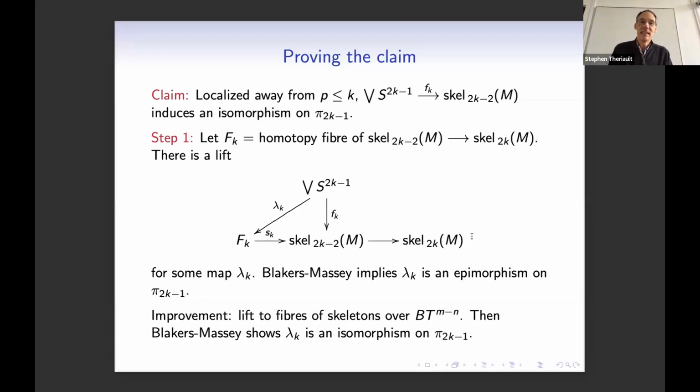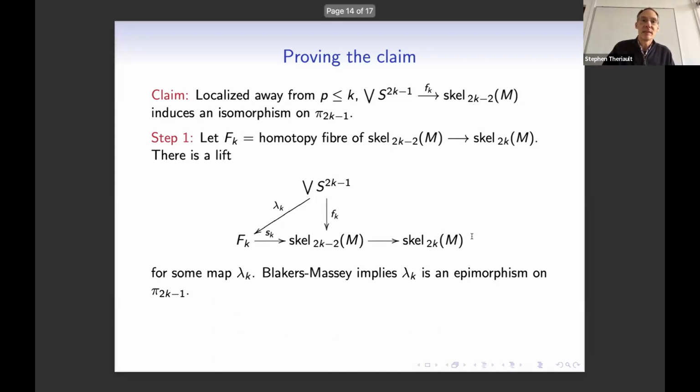All right. At this point, I'll take a time out just to say that we have not used the fact that our polytope is a cube at this point. Everything so far works for any quasi-toric manifold.